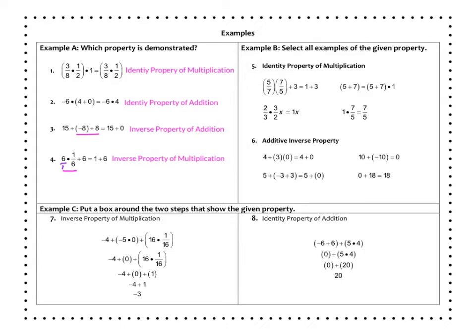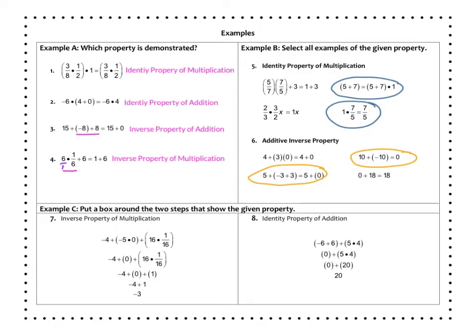How did you do? Were you able to get all the same answers that I got? Hopefully for number 5, you circled the two on the right-hand side. Remember, when we're talking about identity, we want to be multiplying by 1. And in number 6, hopefully you got additive inverse. Remember, you want to be adding together to get 0.